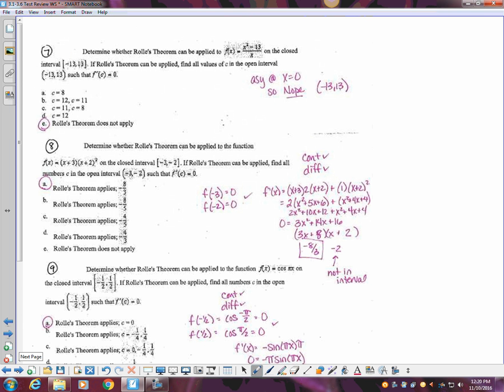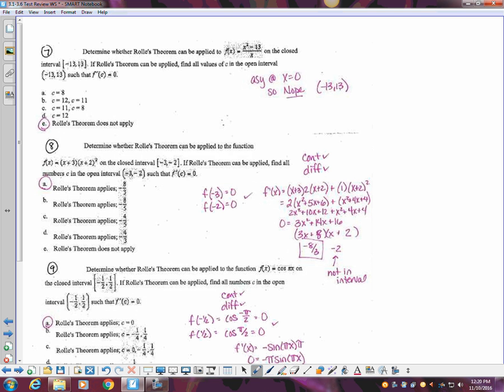Number 7, determine whether Rolle's theorem can be applied on the closed interval. If it can be applied, what are the values C in the open interval from -13 to 13? That's important, the -13 to 13. Looking at the original function, I need it to be continuous and differentiable. I'm not continuous because I have an asymptote at 0. So no, Rolle's theorem does not apply.